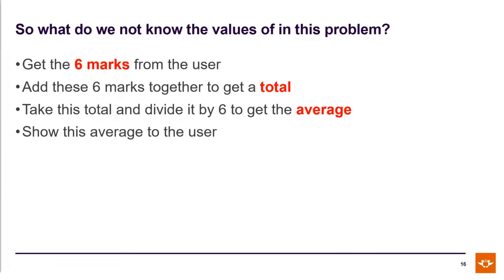2 variables for the total and an average. Yeah, and then for the average as well, do we know what the average is? No, but we know we need an average because that is the whole point of this exercise, to show the person their average. So now we've got 6 placeholders for the 6 marks. We've got a placeholder for the total. We've got a placeholder for the average.